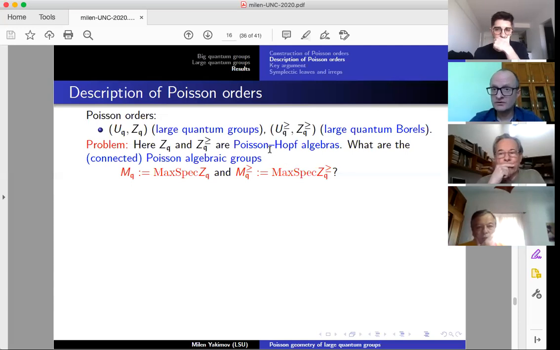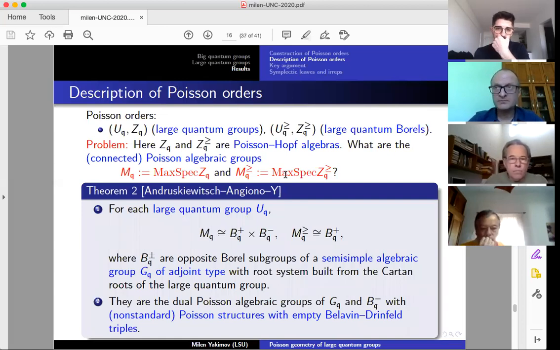And because of the Poisson structure, this will be algebraic groups with a Poisson structure. In other words, there will be examples of what are called Poisson algebraic groups, which means that these are algebraic groups with a Poisson structure for which the multiplication map is a map of Poisson varieties.